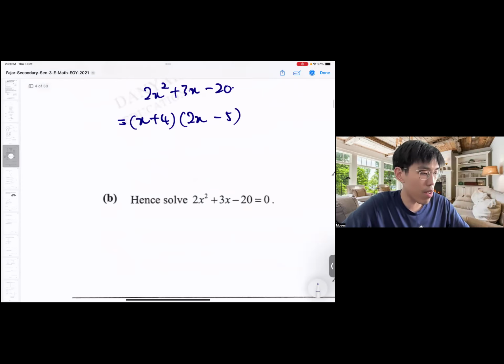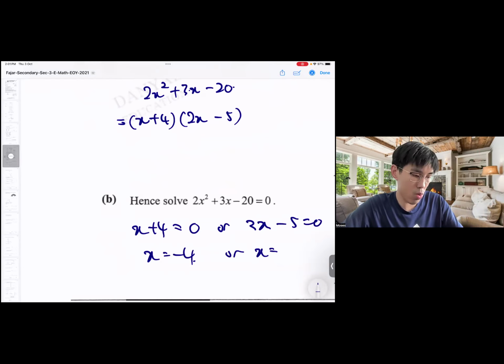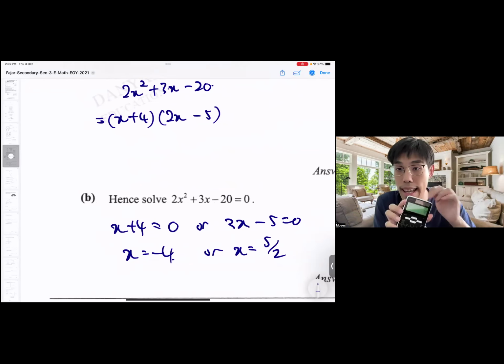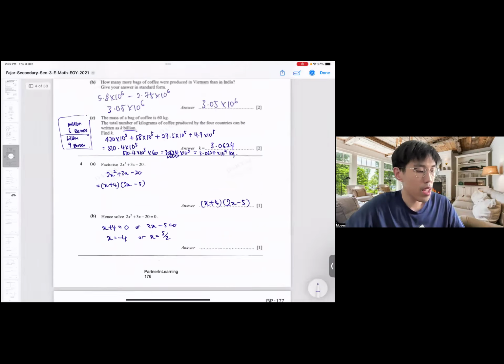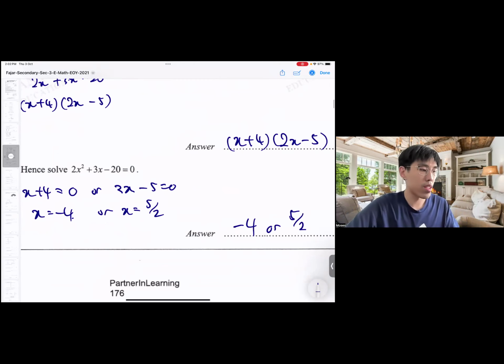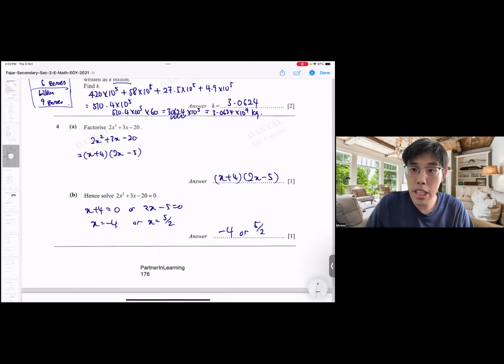Hence solve. That means x plus 4 equals to 0 or 2x minus 5 equals to 0. So x equals to -4 or x equals to 5/2. So this -4 and 5/2 is what you get in your calculator. But you must show the working. So it's -4 or 5/2. Very straightforward. 1 mark each. 1 mark each means instantly you must know already. If you need to spend 2 minutes thinking about a 1 mark question, means you are too slow. So you need to go back and revise.